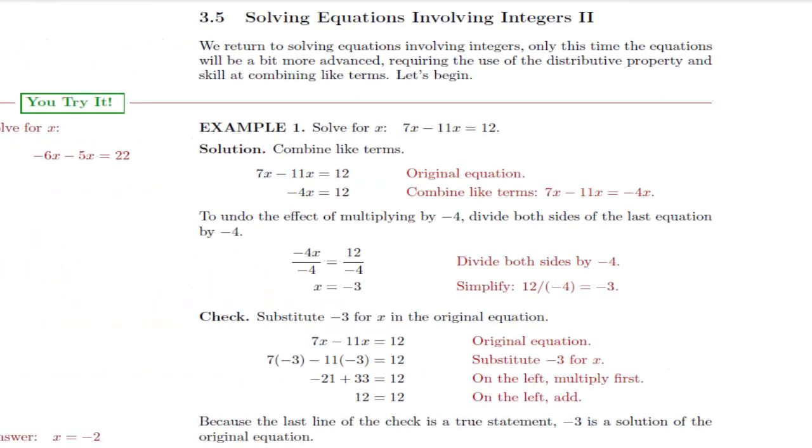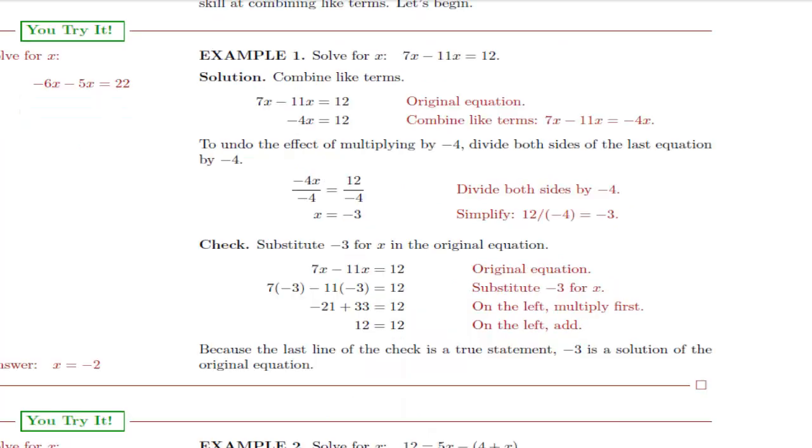We return to solving equations involving integers, only this time the equations will be a bit more advanced, requiring the use of the distributive property and skill at combining like terms. Let's begin. Example 1. Solve for x in the equation 7x minus 11x equals 12.